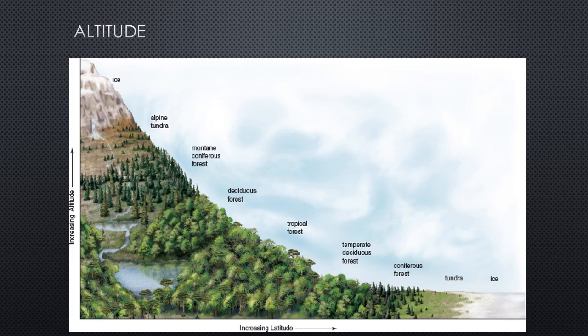So just to kind of hammer home how altitude and latitude both affect our biomes, temperature changes and oxygen levels, as well as sunlight angles and hours of daylight, will change with both latitude and altitude. So if we're looking here, we can see that as we increase in altitude, we get cooler and cooler and often drier. And also as we increase in latitude, the same thing happens.